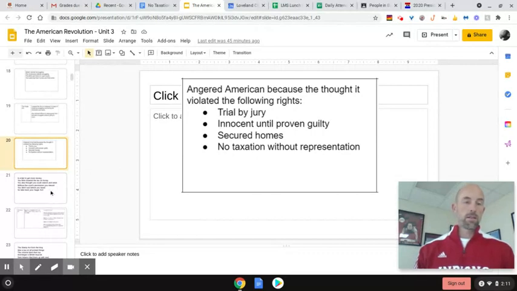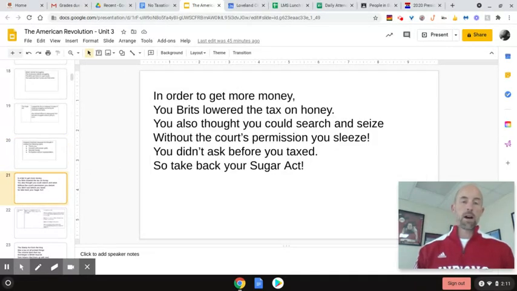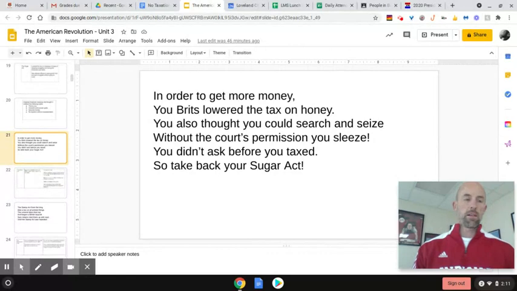And let's see. You want my poem? You got it. In order to get more money, you Brits lowered the tax on honey. You also thought you could search and seize without the court's permission, you sleaze. You didn't ask before you taxed, so take back your Sugar Act. Not bad, not bad. Not great, but not bad.